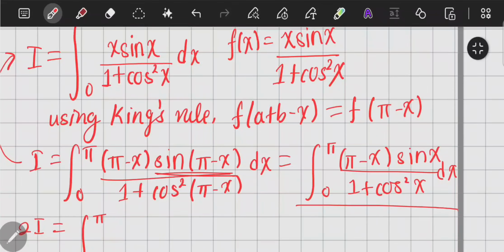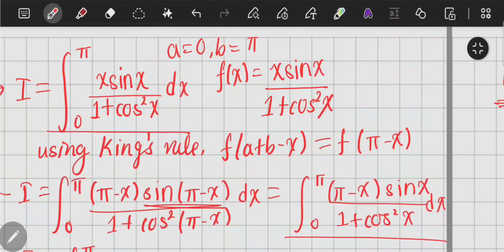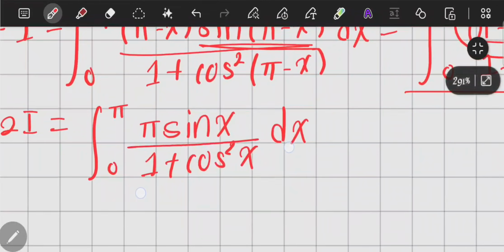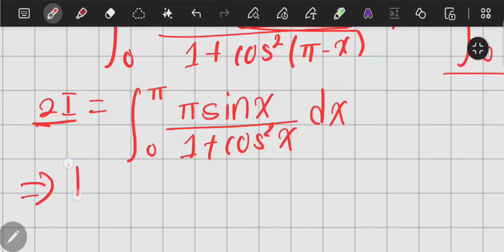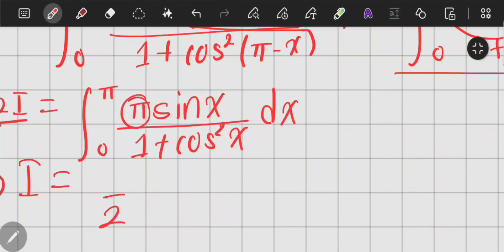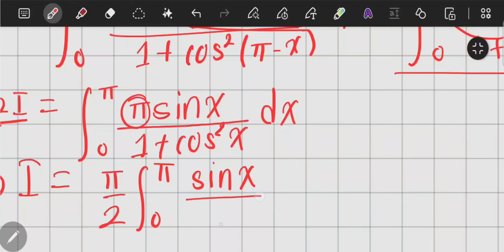Now we're going to add these two. You'll notice that the only thing that's really different is this term. Over here it's just x, but over here it's pi minus x. And when you add these two together, the x's cancel out and we are just left with pi times the sine of x over 1 plus cosine squared of x dx. Nice. So let's leave an I over here, so 1 over 2. Actually, let's take the pi out as well. So we're going to have pi over 2 times the integral from 0 to pi of sine x over 1 plus cosine squared x dx.